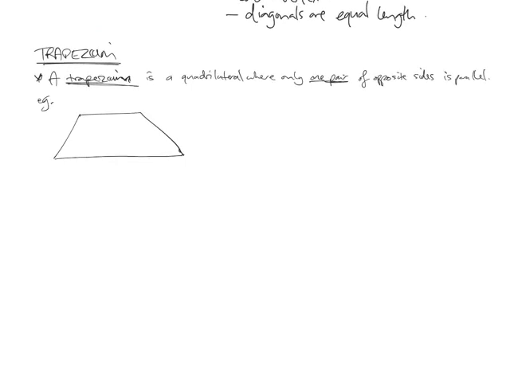And lastly, a trapezium. You see this one doesn't have many special properties. A trapezium is a quadrilateral where only one pair of opposite sides is parallel, e.g. that top side is parallel to the bottom, but that is all you know about it. The top and the bottom will be different lengths, and because the trapezium is so varied, there's no special properties about diagonals or anything inside or the angles on the outside.